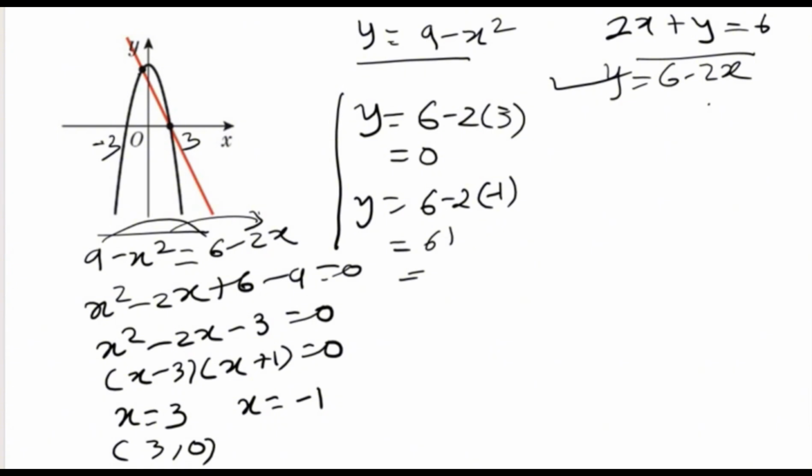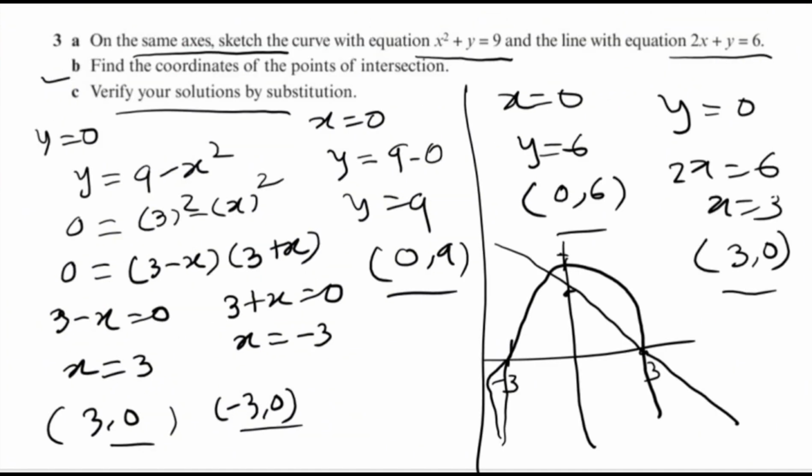That will give you plus 2 here, so plus 2 will give you 8. Another coordinate is minus 1, 8. So this is the intersection point. As in a graph you can see, this coordinate we can say minus 1, 8, and this coordinate intersection which is a 3, 0. So we find this. Okay, now question C, verify your solution by substitution.